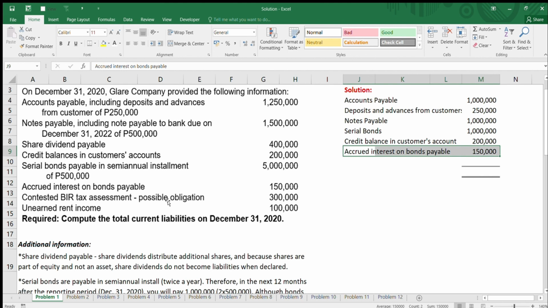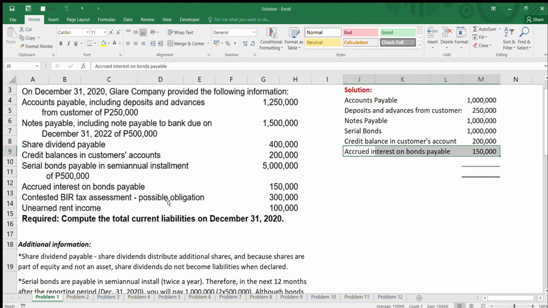However, if it is written as probable, meaning there is a 51% chance that you will have to pay, that's why you record it right away. But if it is only possible, that's only 50%. So it's 50-50, there is a chance you will not pay, and a chance that you will pay. So since nothing is clear yet, we will not recognize it. Okay? So that is not part of your current liability.